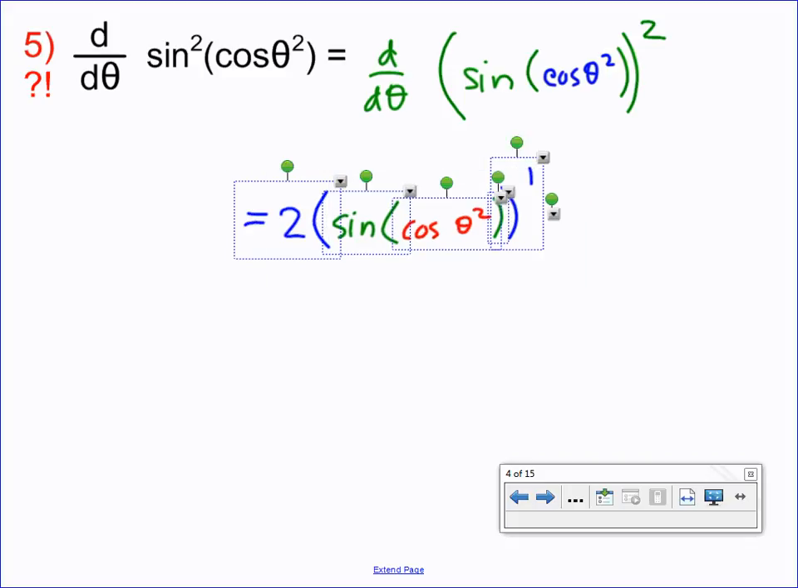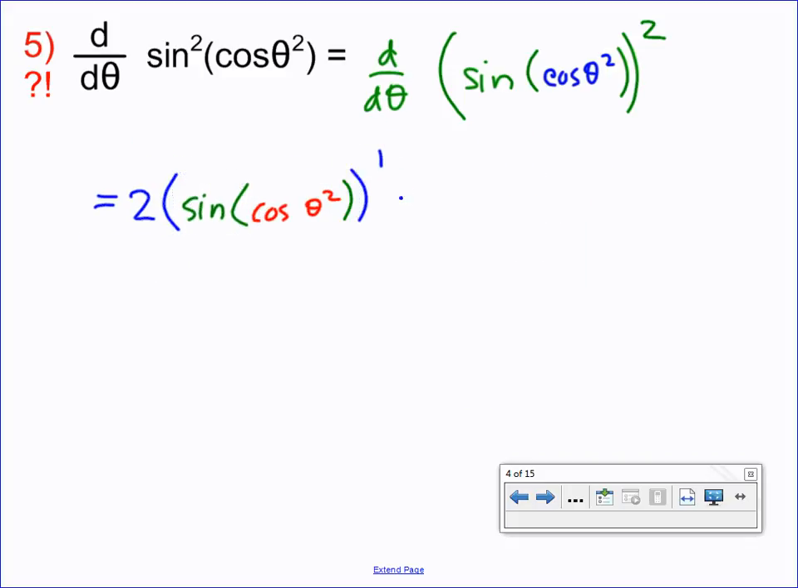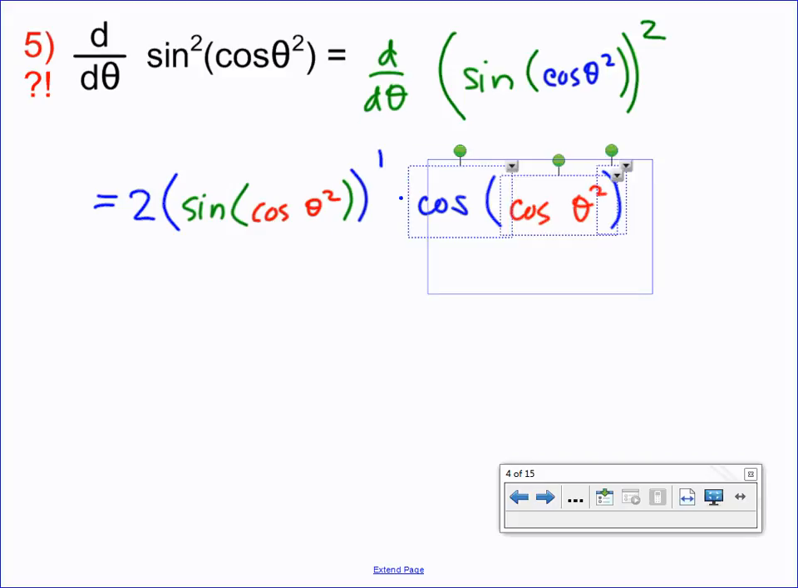Well, my inner function is a double duty. Well, I should say a triple duty. It's that sine function in green, which includes an angle input that itself is a composite function. That is to say, my current inner function is sine. What does sine differentiate to? Well, sine differentiates to cosine. So the derivative of sine of theta is cosine of angle input. It just so happens that my angle input is itself composite. My angle input is cosine of theta squared.